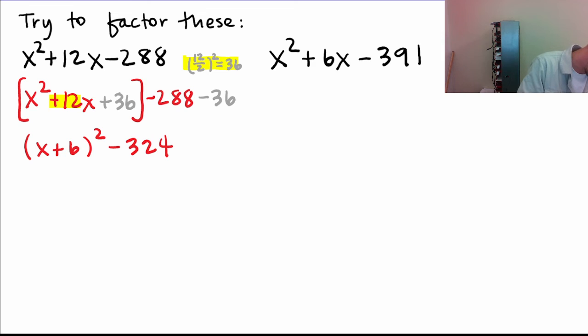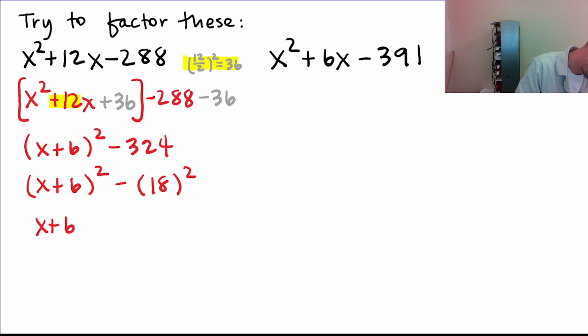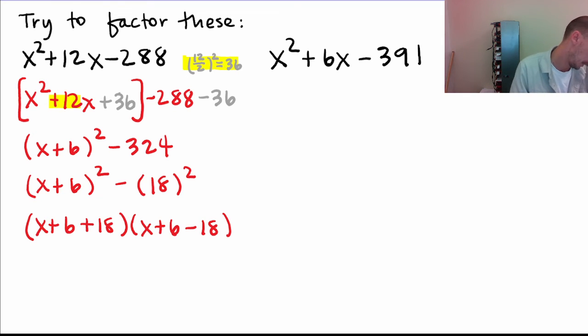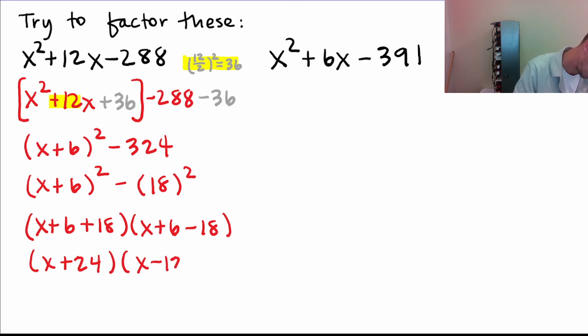So I'm going to go over here, and I'm going to say, all right, x plus 6 squared minus 18 squared. And then I can factor this into x plus 6 plus 18 multiplied by x plus 6 minus 18. Okay, and then I could simplify and say this is x plus 24 times x minus 12.